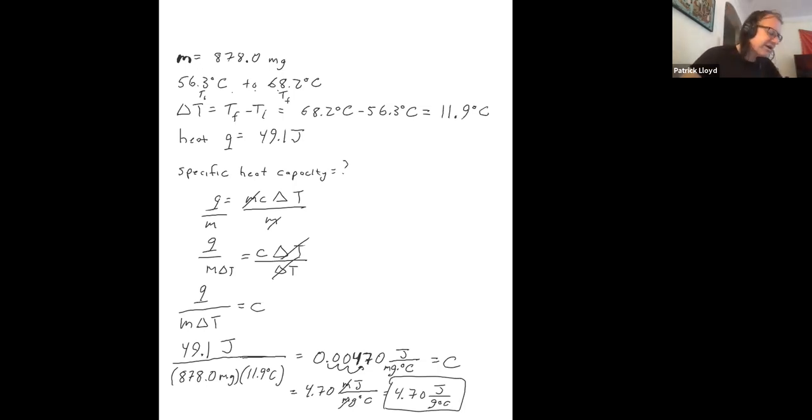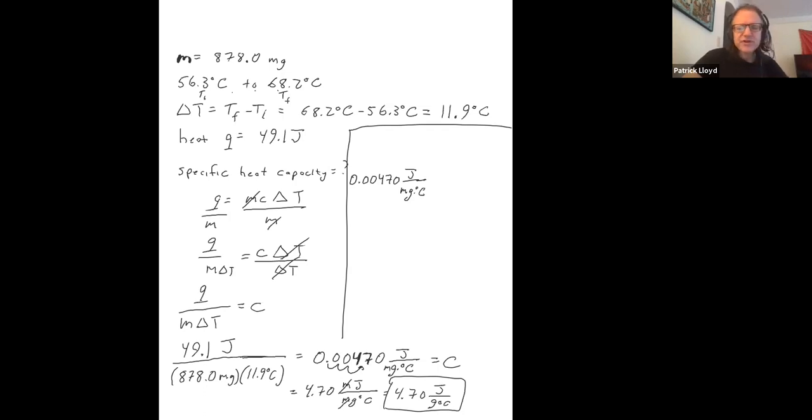Now, in a sense, we just kind of got lucky because the value was such that moving it 3 places to the right gave us the same prefix milli as we had in the denominator. So that's probably not the best way to do it as a standard method. So let's try it this way. Okay, so we have 0.00470 joules per milligram degree C.